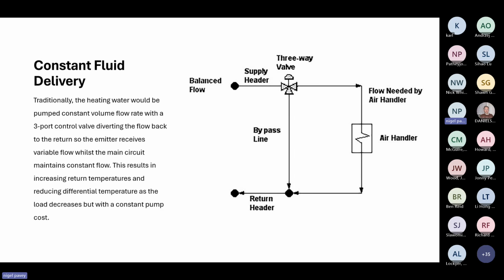valve. So on the balanced flow, you've got a pump which is constantly running, and the air handling unit on the right-hand side is controlled by that 3-port valve. Where the air handling unit doesn't want heat, that 3-port valve diverts the water down that bypass line and back to the boiler. This method of control has been very common for many, many decades. But as you can imagine, with a constant pump running, there aren't any savings in flow rates. So constant fluid delivery is a very traditional thing.